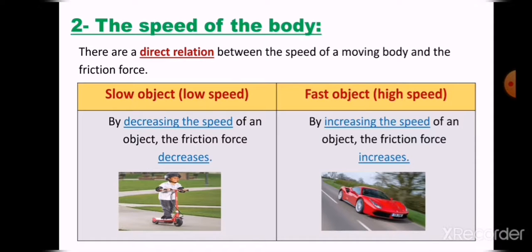Number 2, the speed of the body. There is a direct relation between the speed of the moving body and the friction force. What does it mean by direct relation? It means if you move any object in low speed, the friction force decreases. So by decreasing the speed of an object, the friction force decreases.